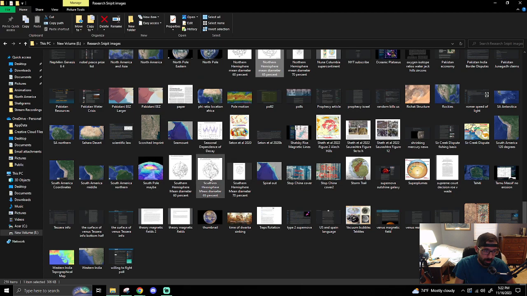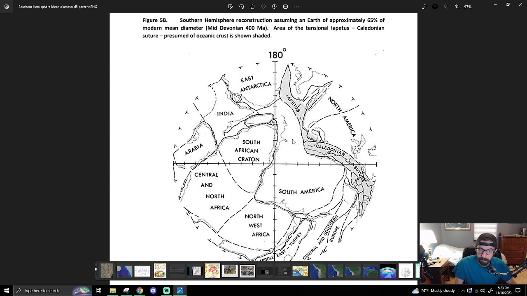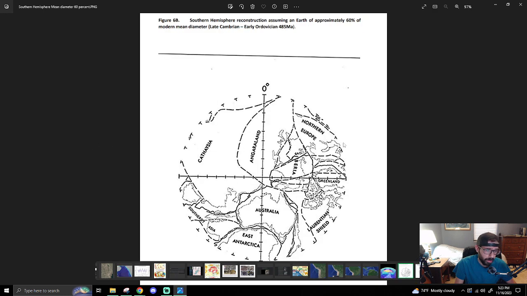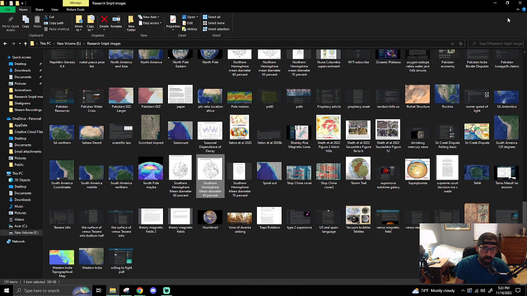Here's the southern hemisphere, India, and then the whole length of it is pretty much East Antarctica. This doesn't seem quite right, though. This doesn't seem quite right either. But besides the point, yeah, there's a suture zone. This doesn't seem quite right either. Okay.